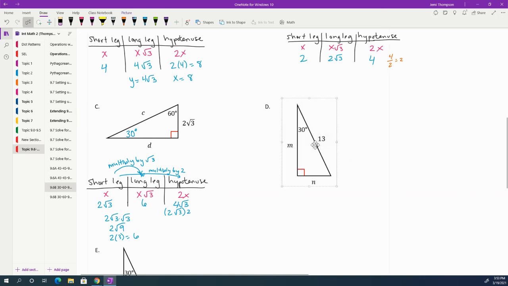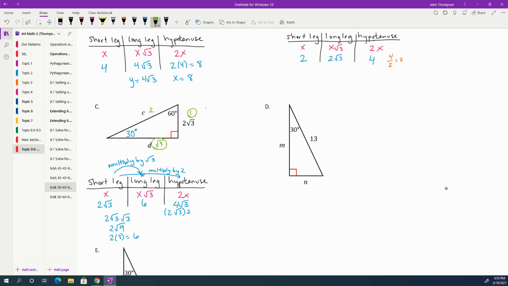This problem's going to be in the way a little bit here. Let's move it over a bit. All right, cool. So if I go back and I use the ratios, across from 30, I'm going to write a 1. Across from 60, I'm going to use a radical 3. Across from 90, I'm going to use a 2. And I set up a proportion.